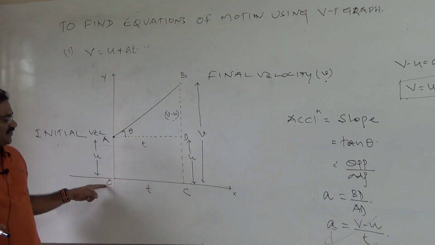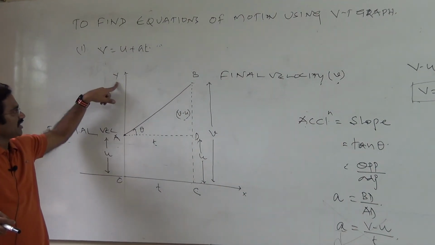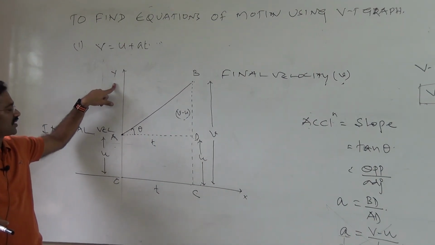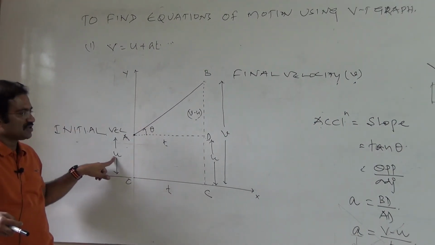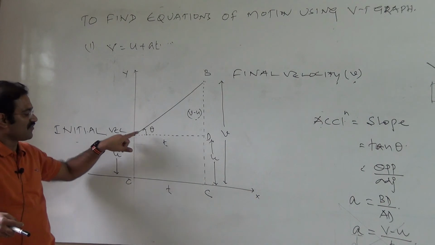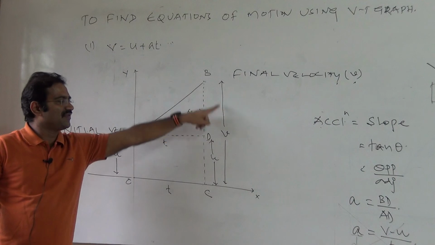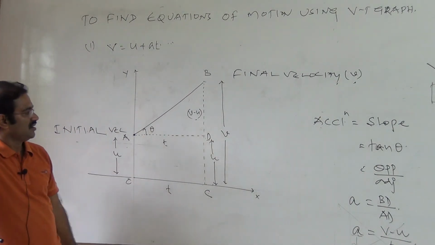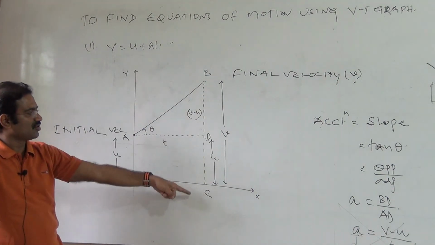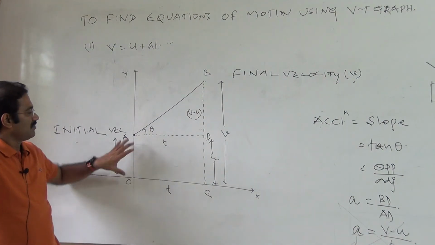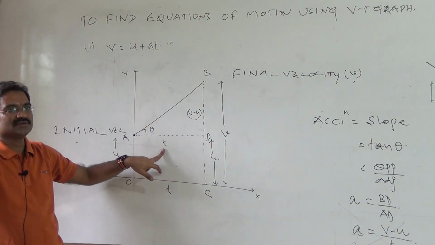Consider the VT graph in which time is taken along the x-axis and velocity is taken along the y-axis. A body has a certain initial velocity u, it is at A. After time t seconds, it reaches the point B with a final velocity v. Draw BC perpendicular to the x-axis and AD perpendicular to BC. By geometry, this becomes v minus u, and it is a time.